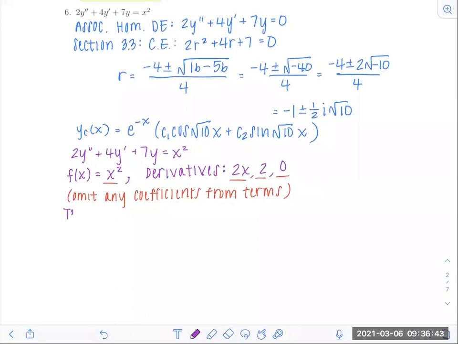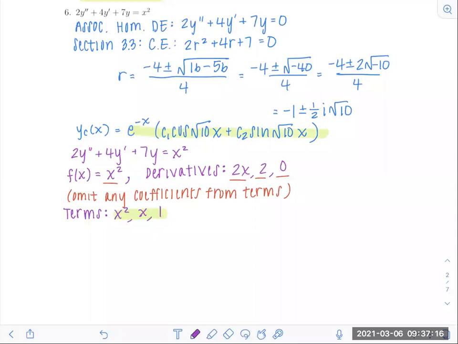So now I'm going to list all of my terms. There was x squared in the original function. Then from my derivatives, I got an x term and I got a constant. Here again, I'm intentionally dropping the 2's because they'll just get absorbed by the constants when I set up a linear combination anyway. And now I'm going to take a look at this list of terms. I'm going to compare it with the terms that I have in my complementary function. And I can see at a glance that there is no duplication.